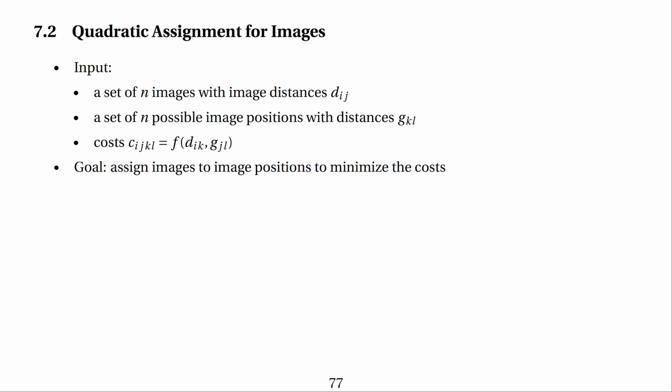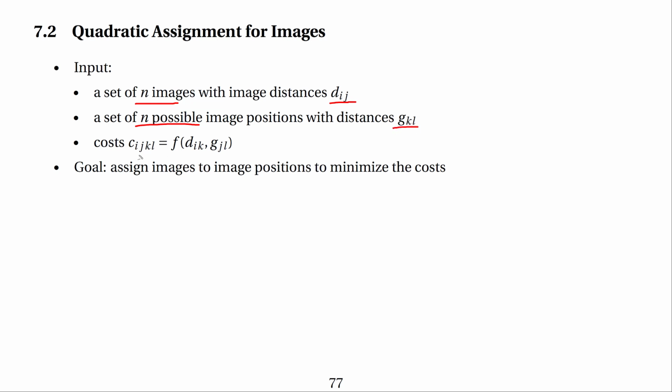So one example is quadratic assignment for images. One starts with a set of images. So we have n images, and there are n possible positions where an image can be placed. The images themselves have some distance between them, so there are distances dij between images. This could be, for example, distances computed on features extracted by a neural network. And then the possible image positions also have distances. These typically might be Euclidean distances in the space where the image positions are located.